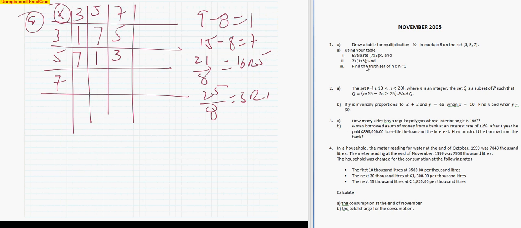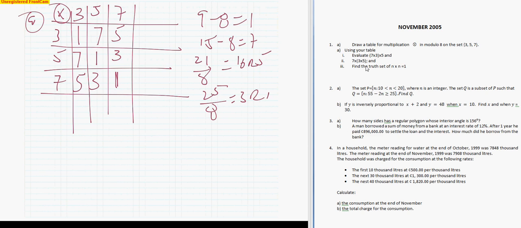So 7 times 3 is equal to 21, and I think that's the same as 3 times 7. So the same as this. So you get 5. And similarly, 7 times 5 is 35, the same as 5 times 7, you also get 3 here. And then 7 times 7 is 49. 49, if you take modulo 8, you get 48, remainder 1. So this is 1. So now we have the first part done.